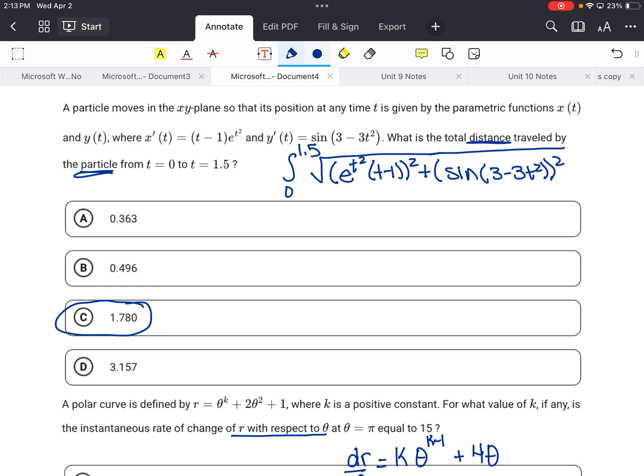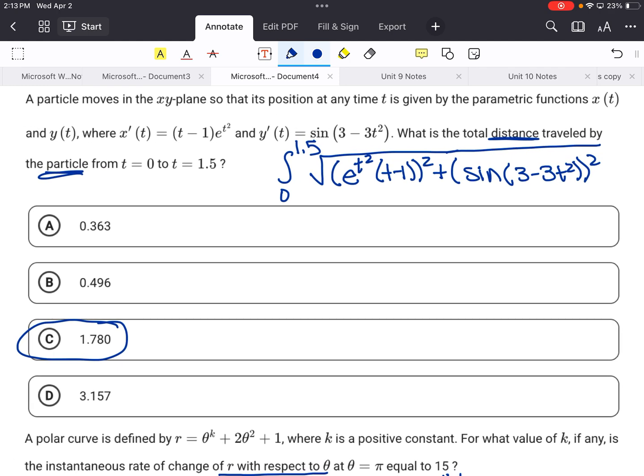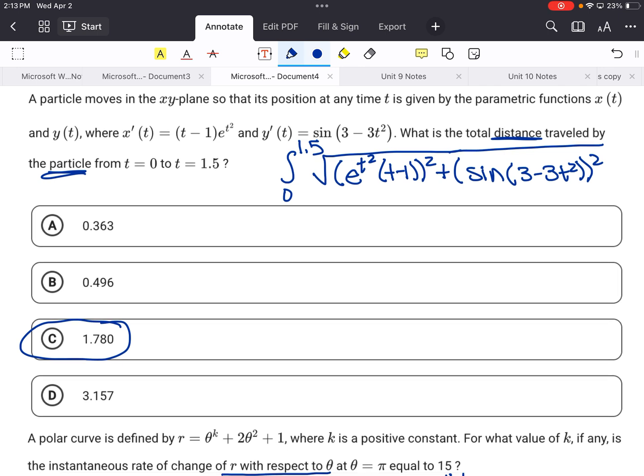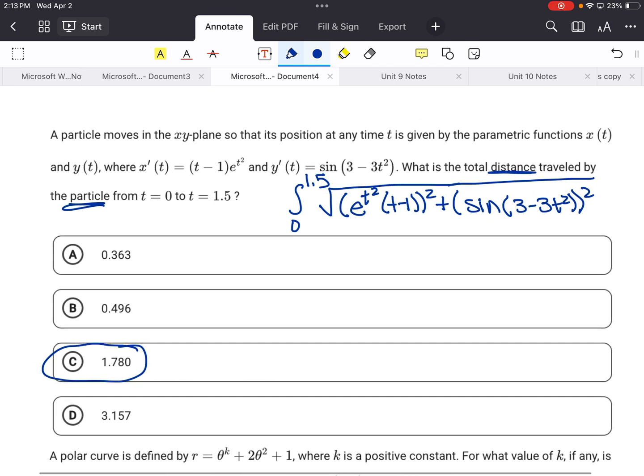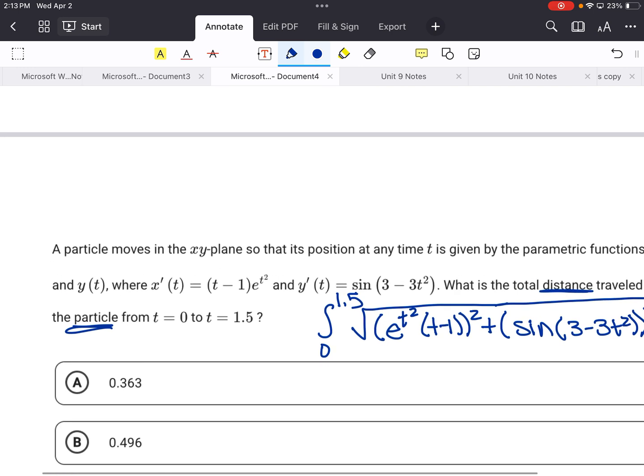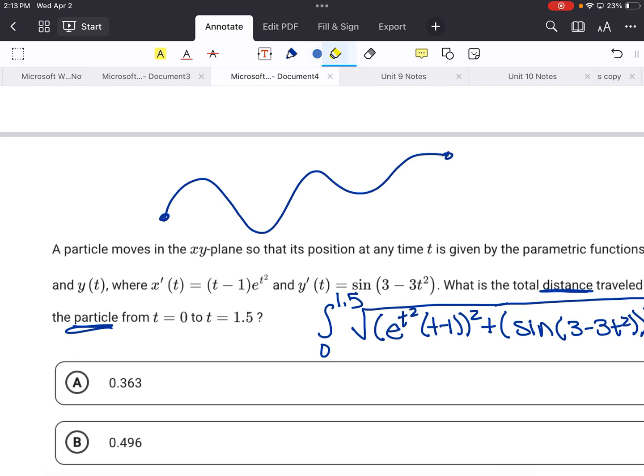On the second question, this one is asking total distance. So distance is the integral of position. It's the sum of all the change in positions. So I'm given the derivatives. So I need the integral from 0 to 1.5. And the distance traveled, so if this particle started here and it did this, how far did it go? Well, I need to add up all of the distances along this curve.